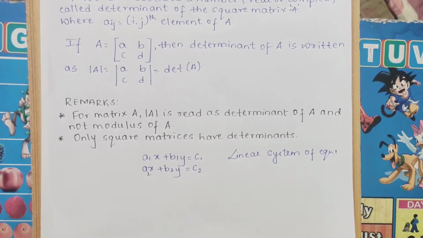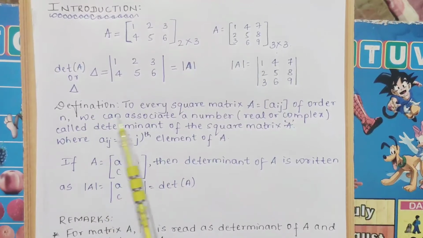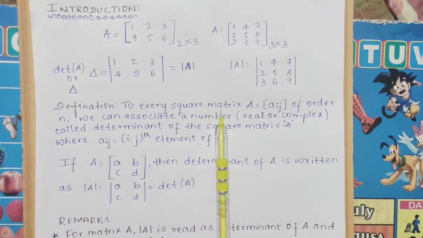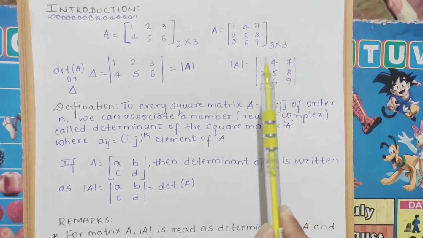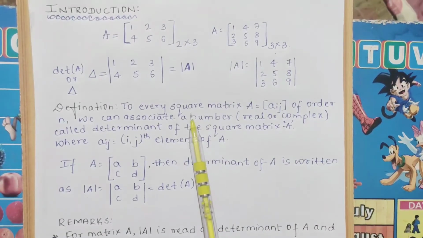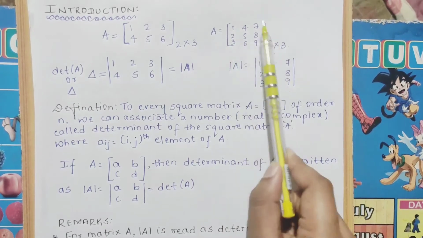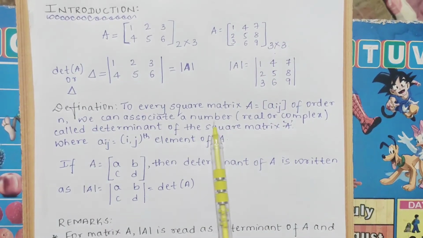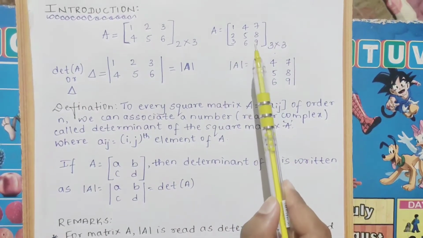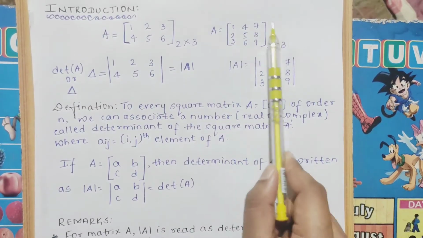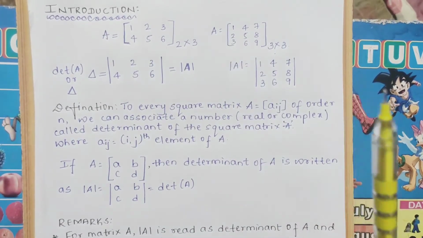Okay, and as we know, our determinants should be of a square matrix. If a matrix is a square matrix, then only its determinant can be found. Determinant is what? Nothing but a value, a number associated with this matrix. We can associate a number. It can be real or complex. Whatever number is associated with this matrix is called its determinant.